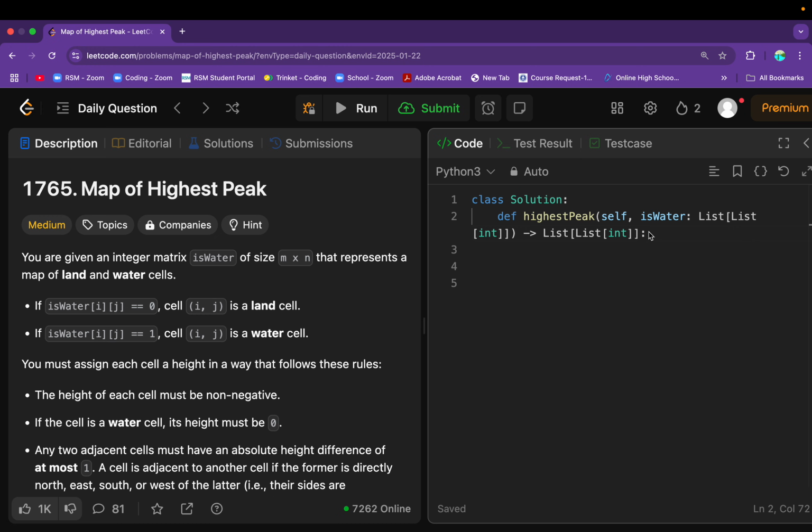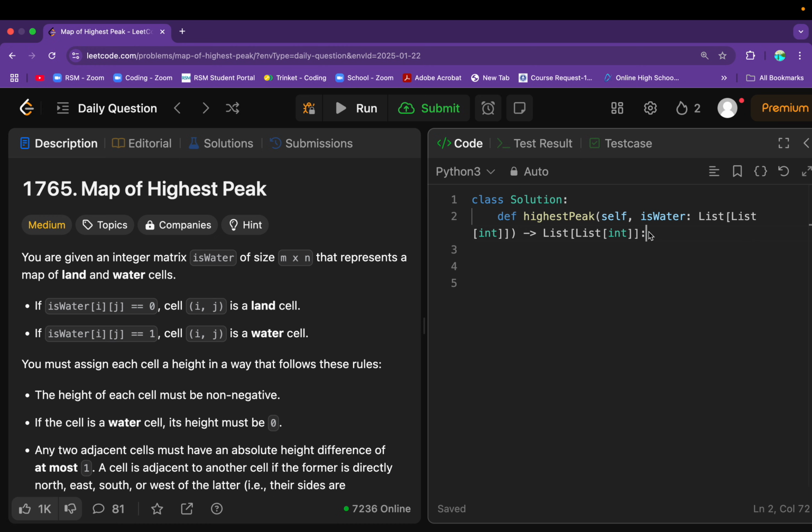The first observation is that water cells act as sources of height propagation, since they're always fixed at a height of 0. That's constant. From there, we simply assign heights to adjacent cells based on their distance from the water. The second very important observation is that this problem is about multi-source BFS, which is simply a variant of the BFS algorithm, because we're simultaneously starting our height calculations from all of the water cells and expanding outward in each BFS level.